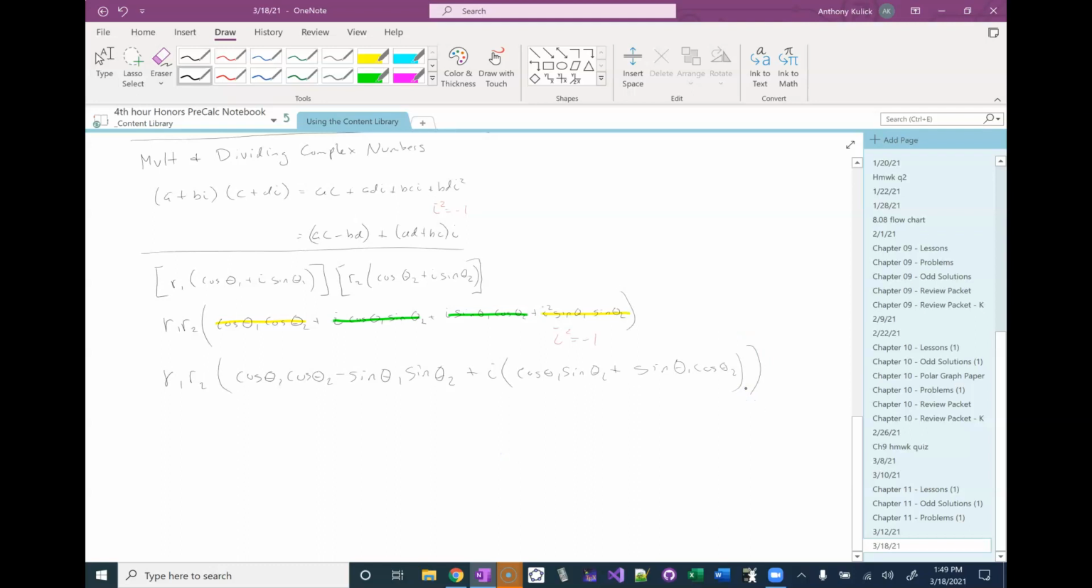And you might say, why are you grouping those things together? Well, the reason is that hopefully, after I point it out to you, you recognize this formula. That formula is cosine of theta 1 plus theta 2. And hopefully you recognize this formula, which is sine of theta 1 plus theta 2.